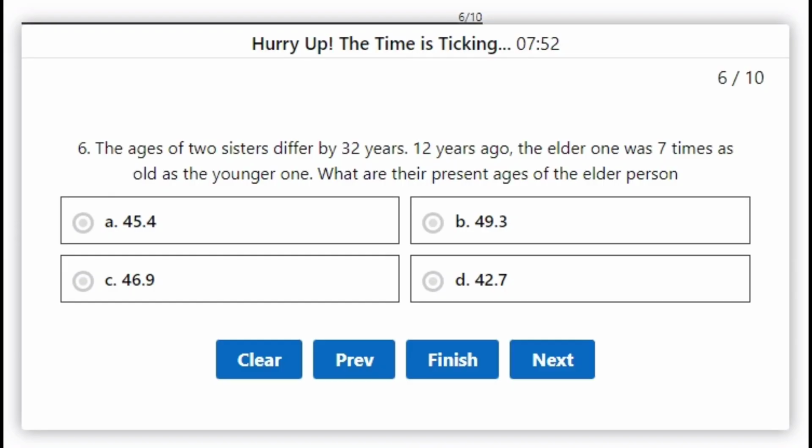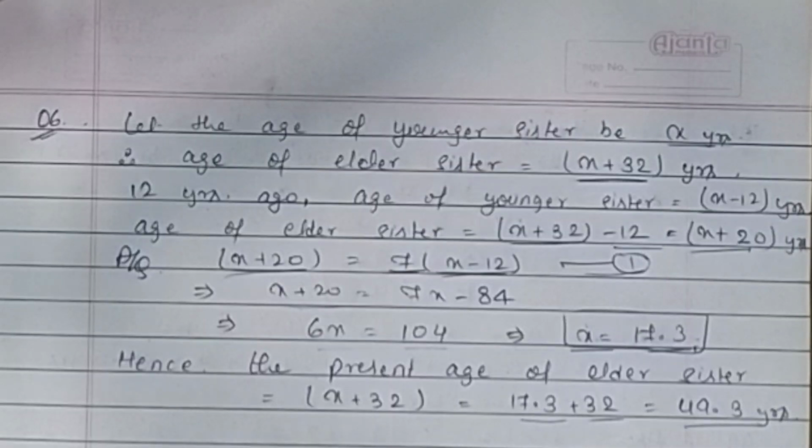Now, our sixth question is, the ages of two sisters differ by 32 years. 12 years ago, the elder one was 7 times as old as the younger one. What is the present age of the elder one? So basically, if we see this question, we can see it is very similar to the question we have solved previously, the fifth question. So by following the steps we have done in the fifth question, we can easily solve this question also. So let's see.